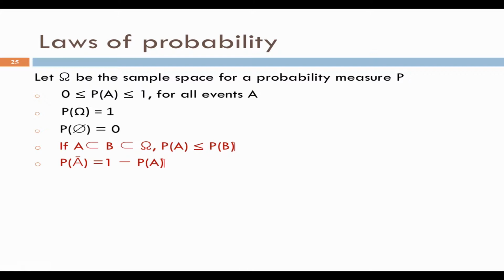And then if A is a subset of B, then the probability of A is less than or equal to the probability of B. So this gives you a natural connection between the sample space and the probability. If A, the sample space, is a subset of a different sample space B, then the probability that A happens is always bounded by the probability that B happens.